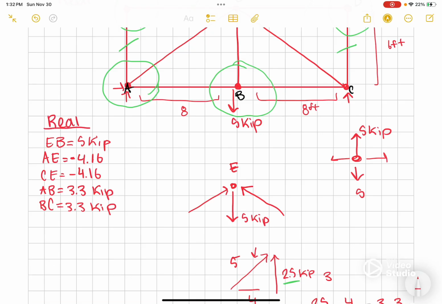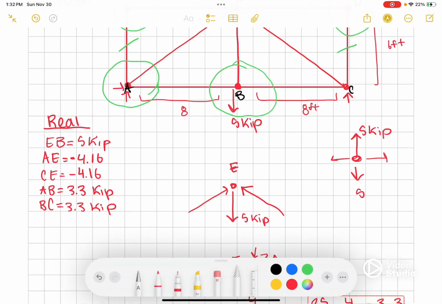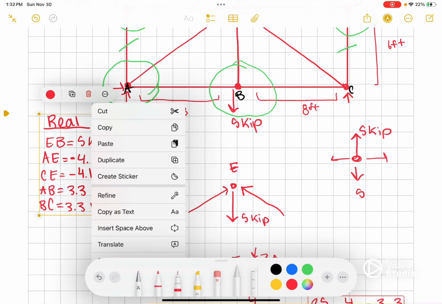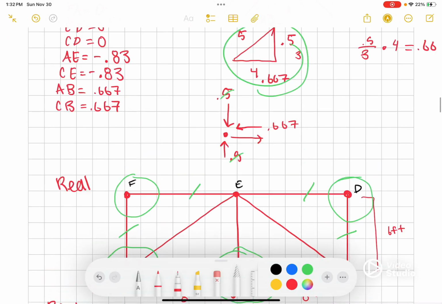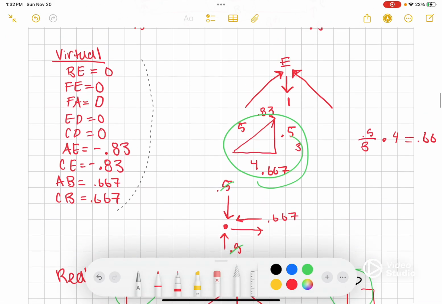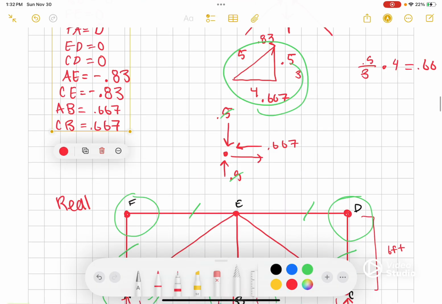And then we'll be able to go plug this into our equation. So, hard work now, and now we just have to plug it in, right? So we've got real, and let's go grab our virtual ones. Holy crap, that's a lot of numbers. Copy.